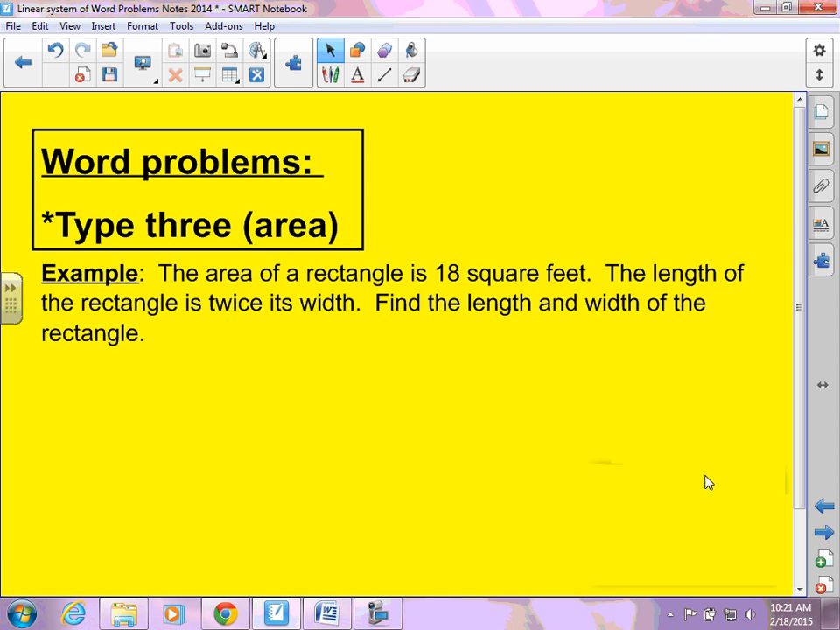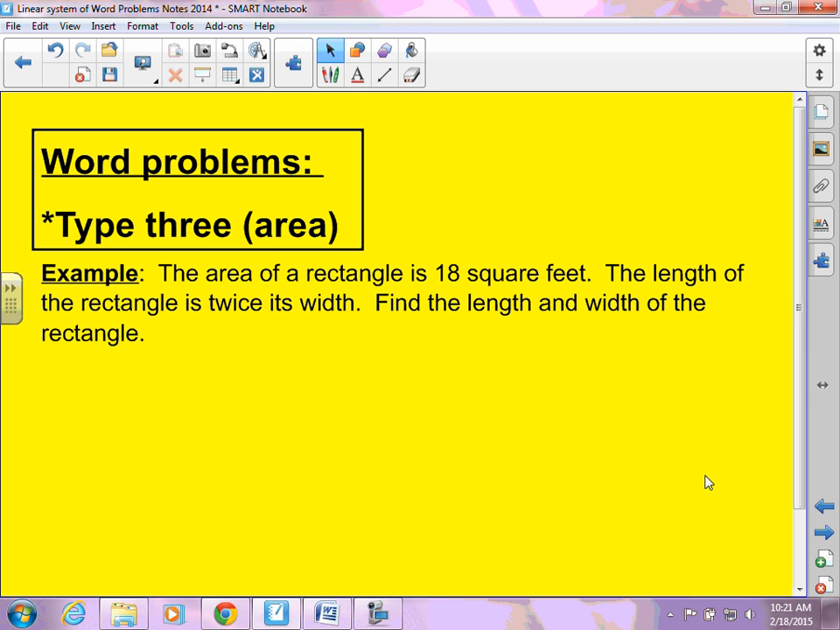Today we're going to work on the area problems. The setup is a little different than what we did yesterday. Remember, yesterday we did perimeter. Remember, when we solve word problems, the first step is to read the whole problem. Okay, so the area of a rectangle is 18 square feet.